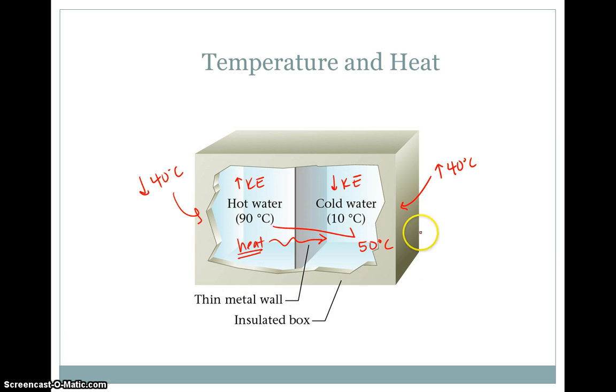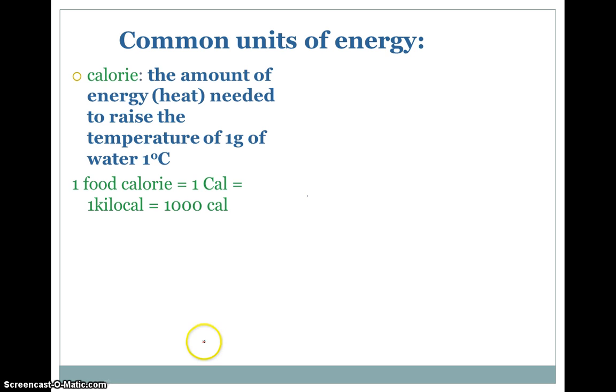When we have heat being transferred, we can calculate an actual number to figure out how much heat is being lost or how much heat is being gained. But first, we have to understand the units that we use to measure heat. So the first unit we use is something called a calorie, which you guys are very familiar with. Here's the fancy science definition. A calorie is the amount of energy needed to raise the temperature of 1 gram of water 1 degree Celsius.